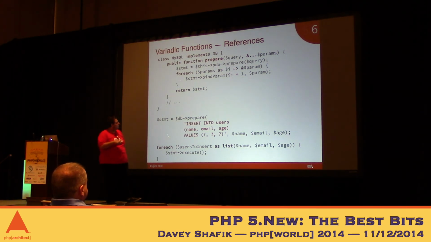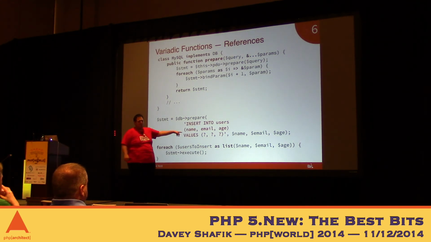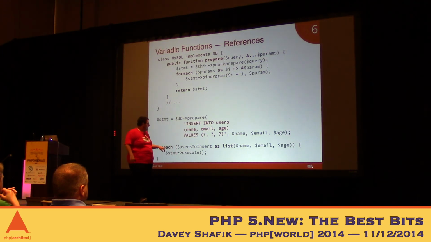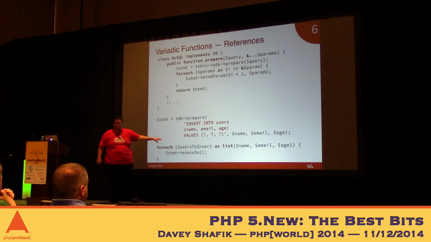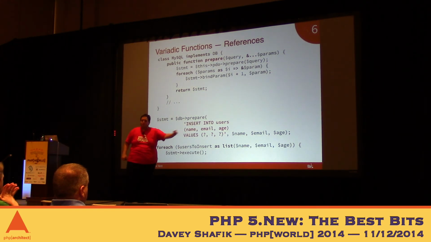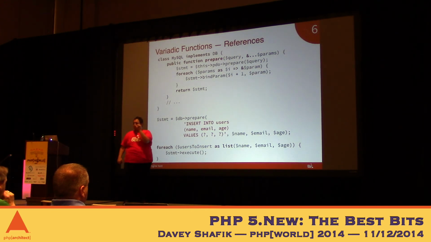And then down here, we call it, so db prepare, insert into users, name, email, age, values. I hate the question mark syntax, but it's out of the RFC. Name, email, and age, so those are our reference variables. Then we do foreach, all of our users to insert. So we're going to assume that it's an array of names, emails, and ages. And because we now have the ability to do list in foreach, that's another new feature that I think was added in 5.4, maybe 5.5. So foreach users to insert as list $name, email, age, that will assign those 3 array keys to those variables, execute. So what happened there?